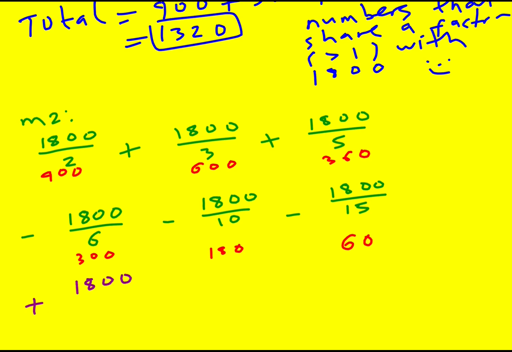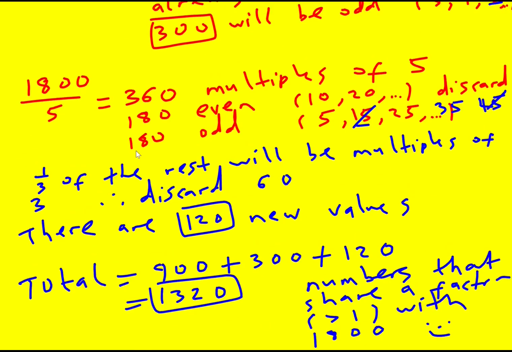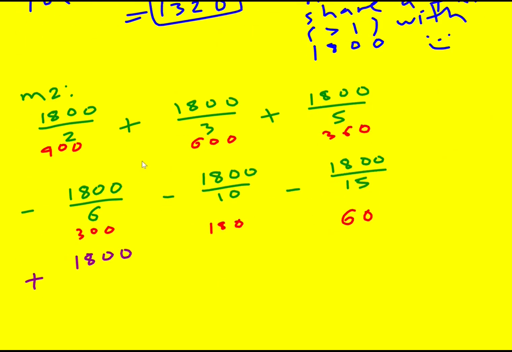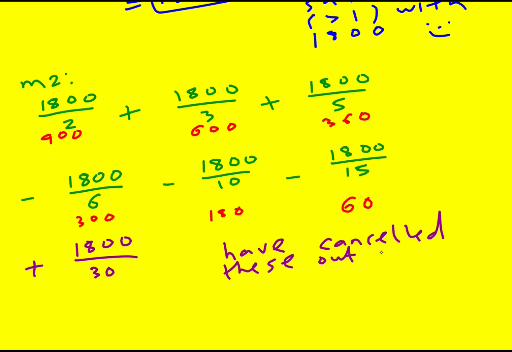This is the most subtle bit. And it's why I prefer my first method, because I just felt like it's quite intuitive what I was doing. Whereas here, I think it's very easy to miss this bit. I need to add this back on. I've cancelled these out above.